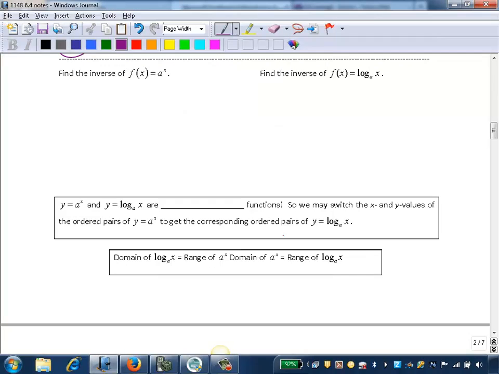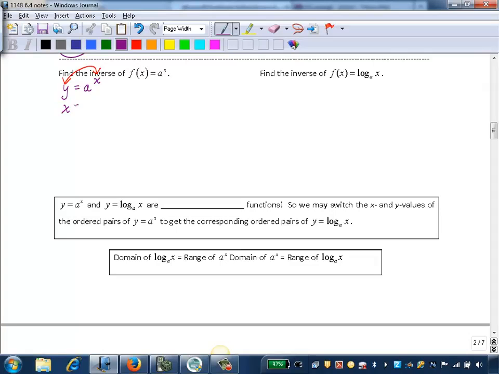We're now going to do an exercise to discover the important relationship between exponential and logarithmic functions. First, we want to find the inverse of f of x equals a to the x. So remember, to find the equation of an inverse function, we first rewrite the equation in y equals form. So we'll write this as y equals a to the x. And remember, we want to switch the x and y values. So that's another way of swapping domain and range, which we know are swapped on functions and their inverses.